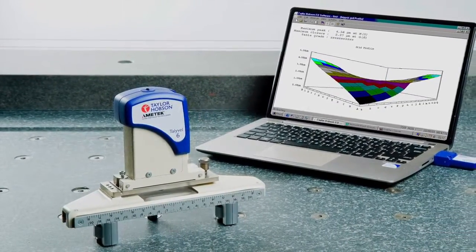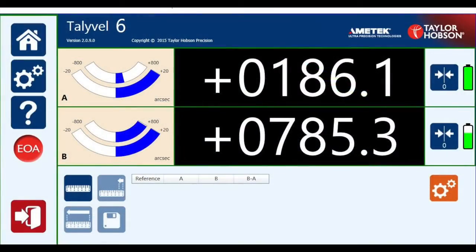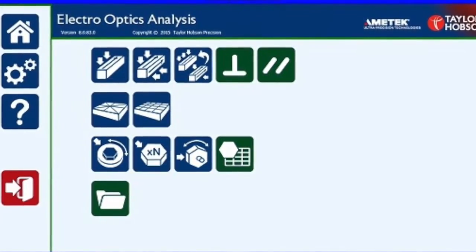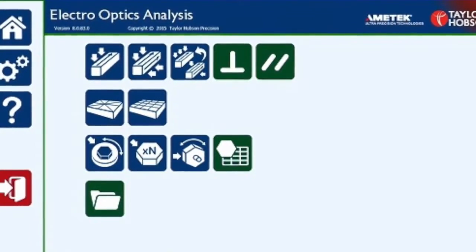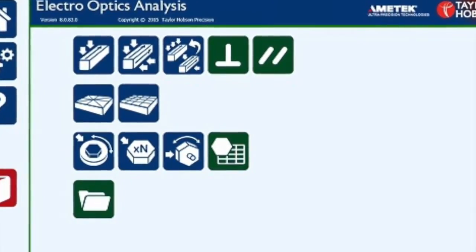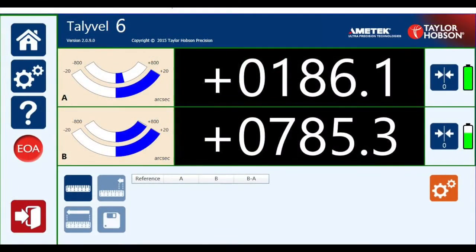The Talyvel 6 comes with the Talyvel control software on board as standard. If the optional electro-optics analysis software is ordered as well, then this will also be preloaded. If the Talyvel is set up correctly, this is the screen you should see. Note, when the mouse arrow is placed over any of the icons, you will be told what that icon means.